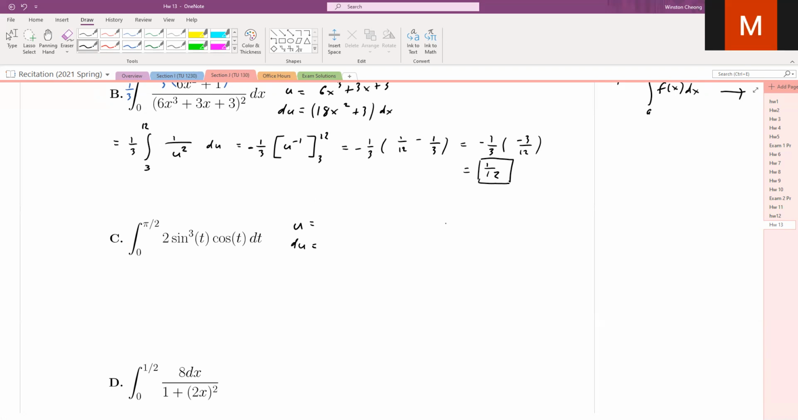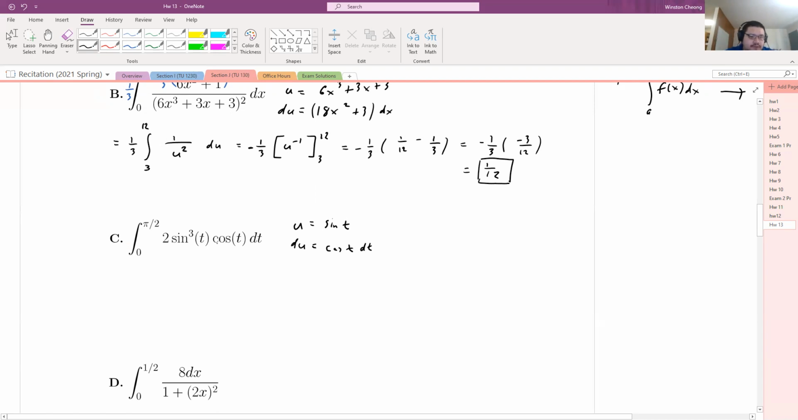Is it 2 sine? You can go a little bit simpler than that. Just sine then? Just sine. Yeah, just sine. Good. Right, so letting u be sine, then du is going to be cosine t dt. And so this whole piece ends up getting replaced and becoming the du.